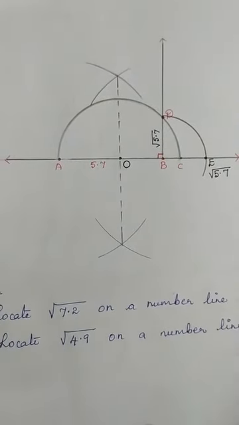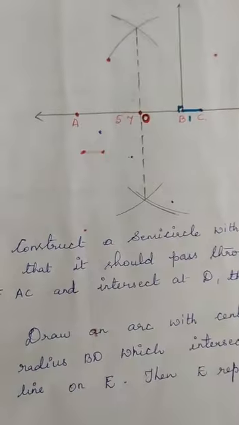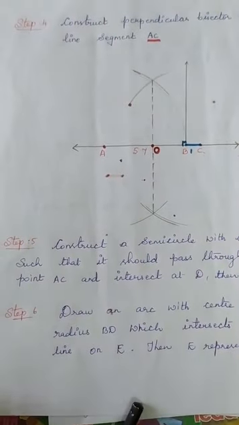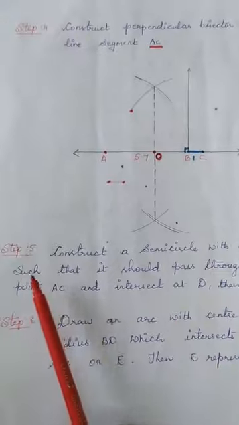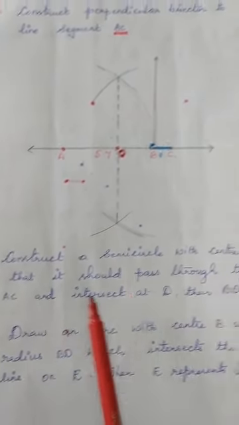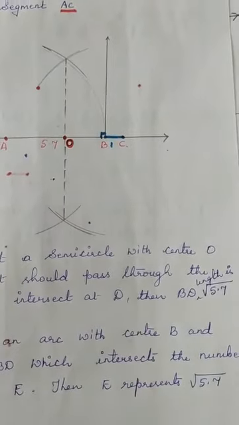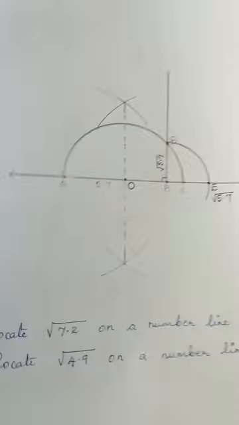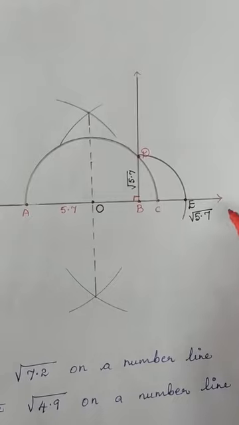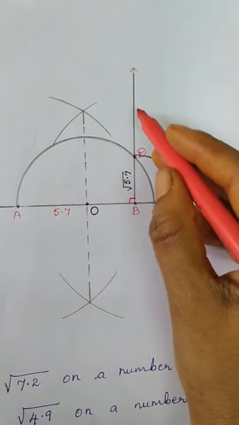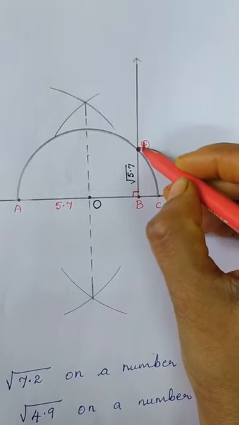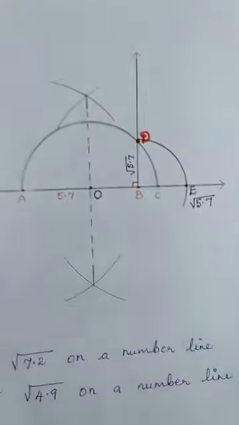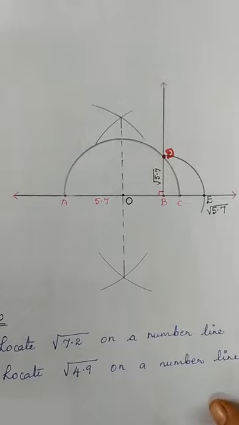Okay. Now we'll move on to the next step. Construct a semicircle with center O such that it should pass through the points A and C and intersect at D. Children, everyone can see here, once you draw the semicircle, this line and this point will be intersecting, no? That point we will call D. Okay. Now we'll move on to the next point.